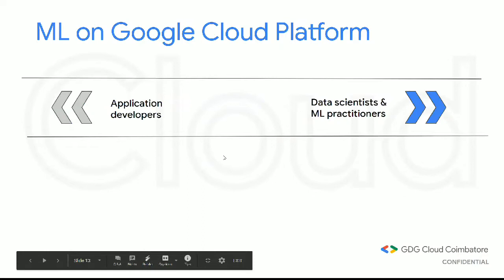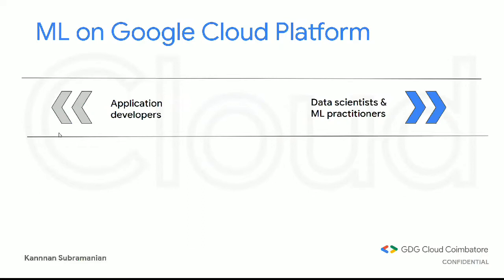And we have a whole spectrum of ML products on GCP. On the left-hand side, we have products targeted toward application developers, who need only a little bit of ML experience. On the right-hand side of the spectrum, we have products that are targeted more at data scientists and ML practitioners.